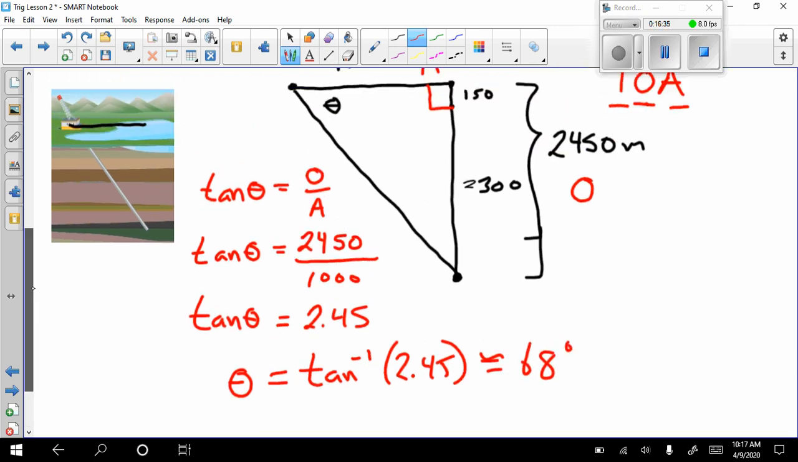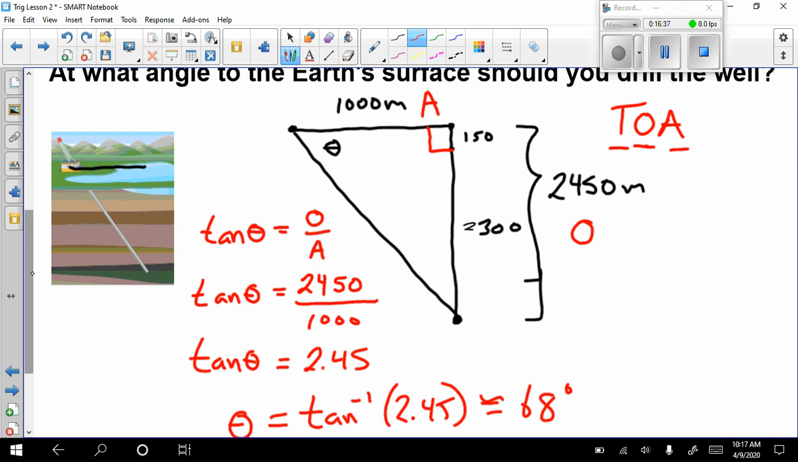And I look at my diagram. Does that make sense? Sure, it does. That's somewhere between 0 and 90. It makes sense that that's 68 degrees. And so therefore you would drill your well at an angle of 68 degrees to get to the deposit. Okay, let's try another one.